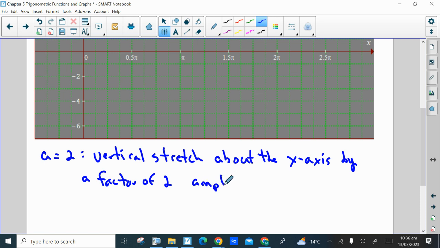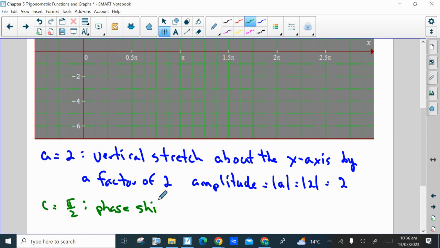Basically, our amplitude, which is the absolute value of A or the absolute value of 2, our amplitude is 2. So remember, the amplitude tells you the distance from the horizontal midline up to the max or down to the minimum. The next thing we have here is a C value of positive pi on 2. Remember, the value of C is the opposite of what it appears to be, which means we're going to have a phase shift of pi on 2 radians to the right.